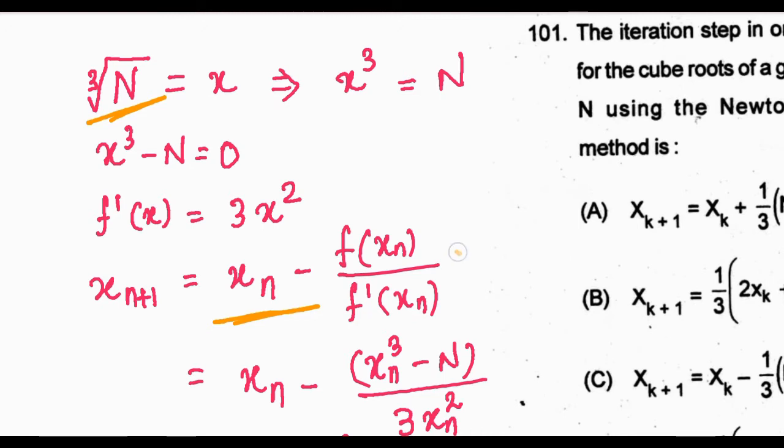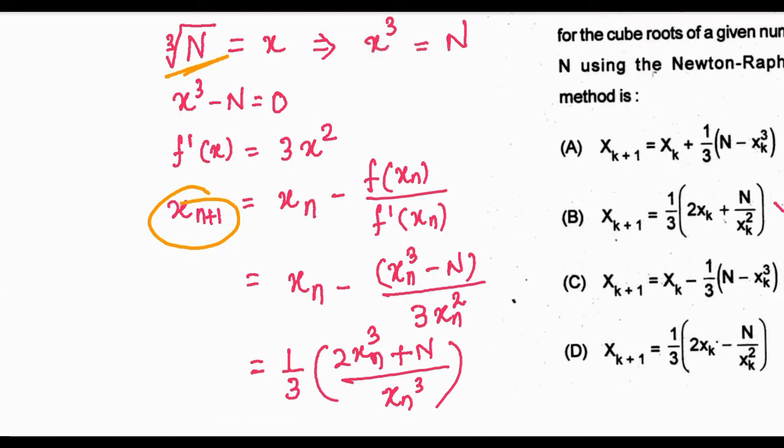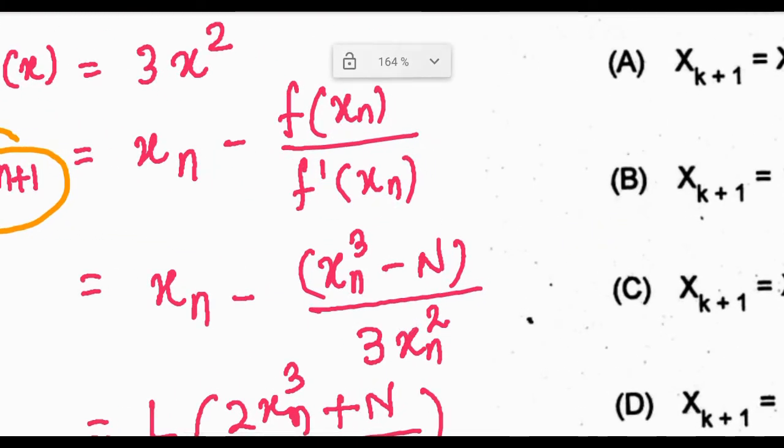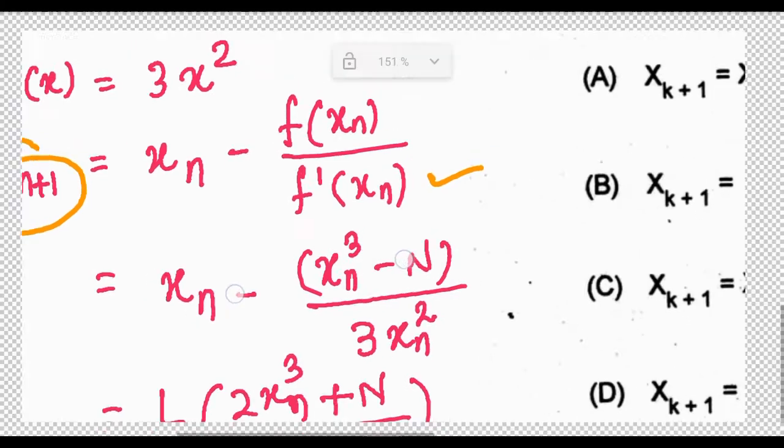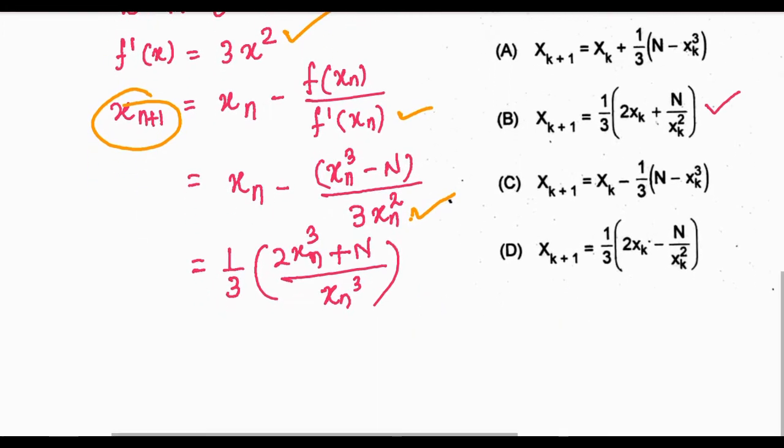This is the Newton-Raphson process, and this is the n plus 1th iteration, and it will take the values of the nth iteration and it will be solved. So what are we getting, what is f of xn? F of xn is xn whole to the power cube minus n, and f dash xn is equal to 3xn square. 3xn square we have already written here, only we have put the nth iteration. So its value will be, if we take common and solve this one, what we will get? 1 by 3 into 2xn cube plus capital N by xn cube. So this is the answer here. Option B here is the correct answer.